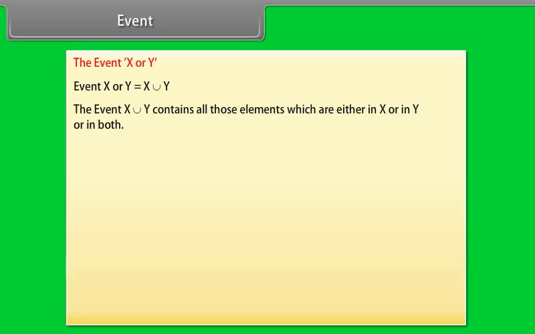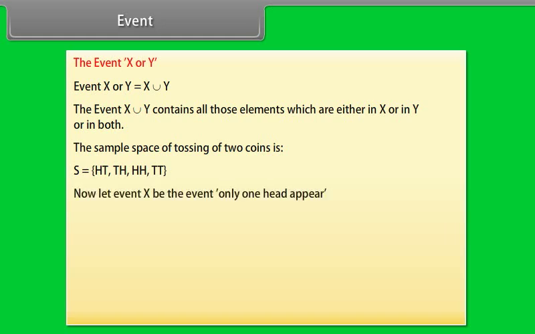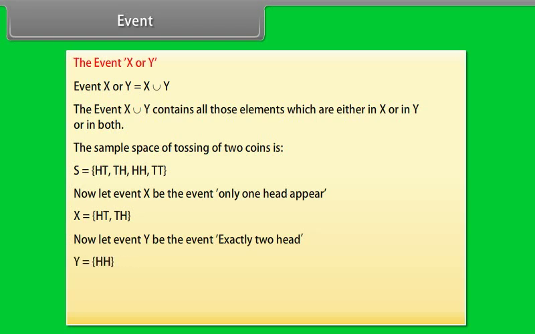To understand it, let's take an example. The sample space of tossing of 2 coins is S is equal to HT, TH, HH, TT. Now let event X be the event only one head appears. X is equal to HT, TH. Now let event Y be the event exactly 2 heads. Y is equal to HH. The event X union Y is equal to HT, TH, HH.